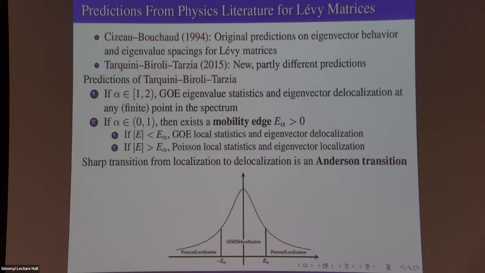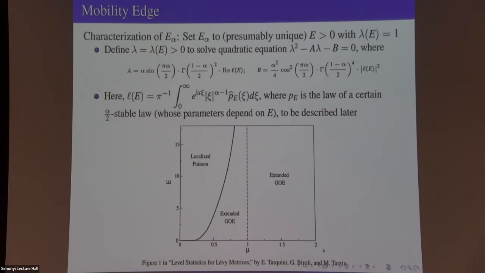I have not told you what E of alpha is, and a remarkable feature of these Lévy matrices is that it can be made explicit. I'll give you half a slide of making it explicit, and I'll stop at a point, and then I will not explain how to make the rest of it explicit. So you set E of alpha to be the presumably unique E bigger than zero, so set lambda of E equal to one.